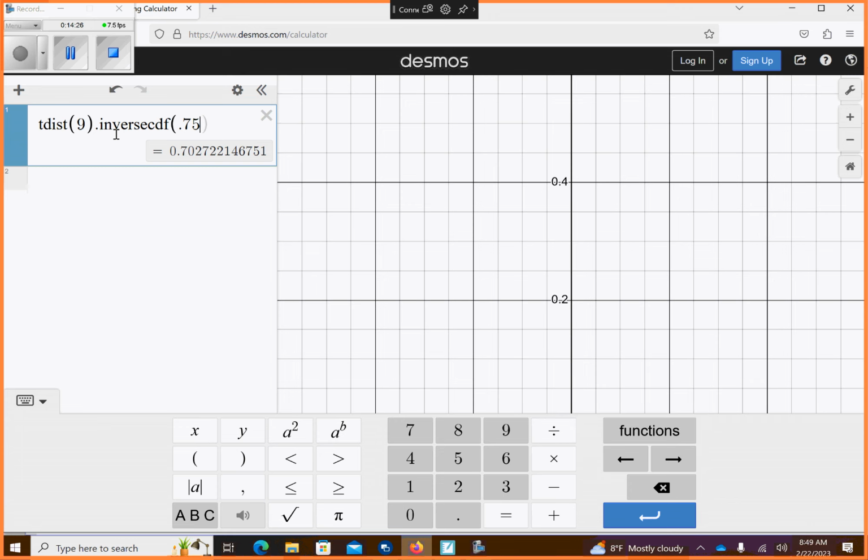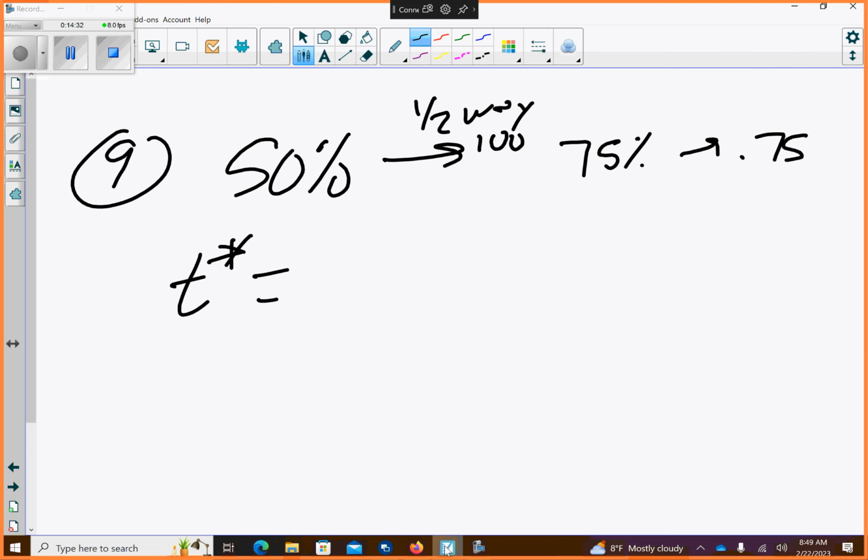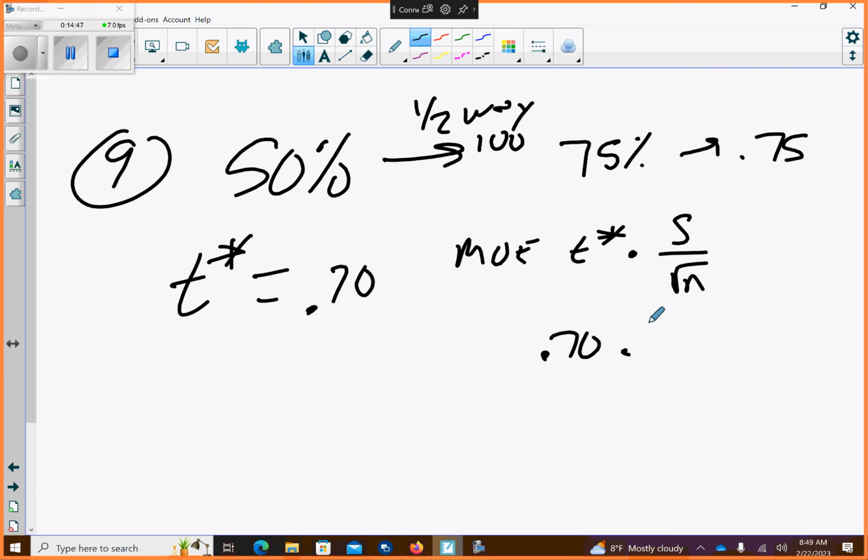So our t star is 0.70. And then if we want to find our margin of error, we're going to go t star times the standard deviation over the square root of the sample size. So I'm going to go 0.70 times our standard deviation, they told us was 6.8, over the square root of 10, because we have 10 people.